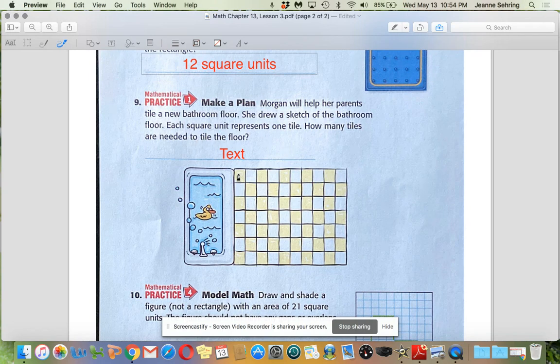All right, well, if this was an array, we could easily count up the tiles because there are 1, 2, 3, 4, 5, 6, 7, 8, 9, 10 columns. And there are 1, 2, 3, 4, 5, 6, 7 rows. And 7 times 10 is 70. So I would need 70 tiles to tile this bathroom floor. And so the answer is 70 tiles are needed.